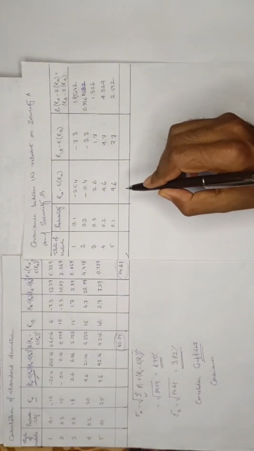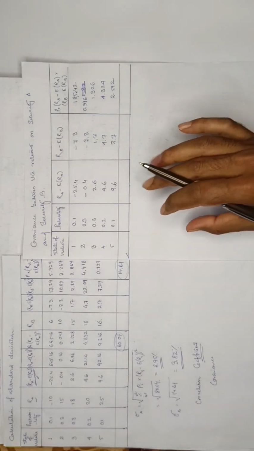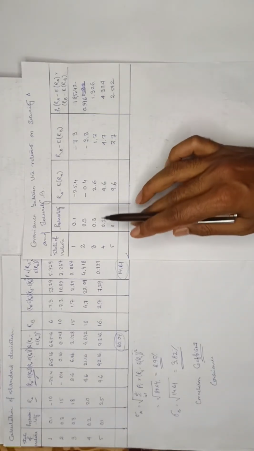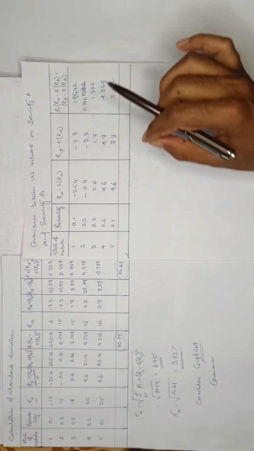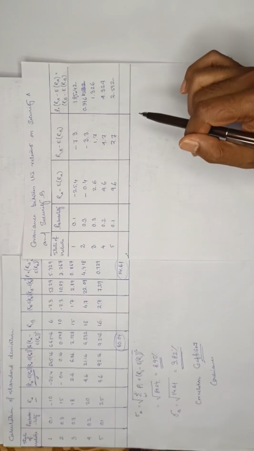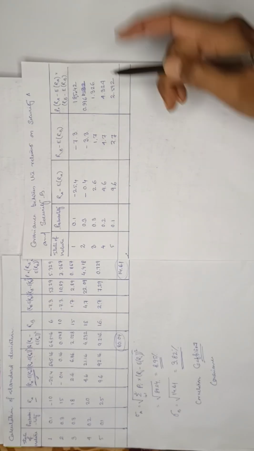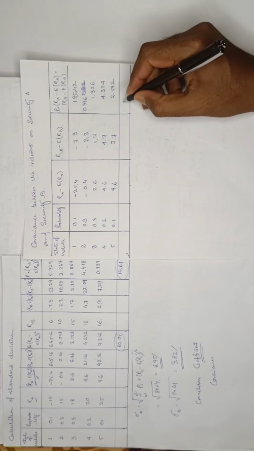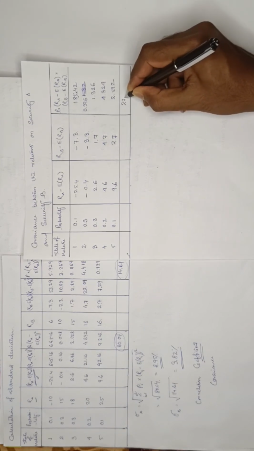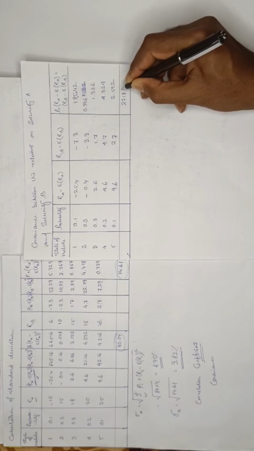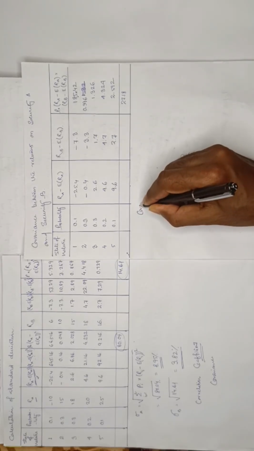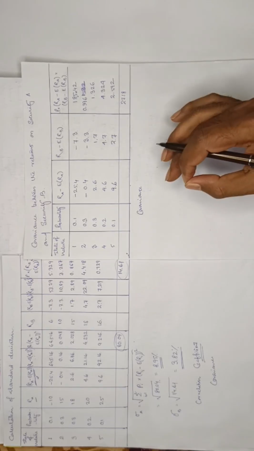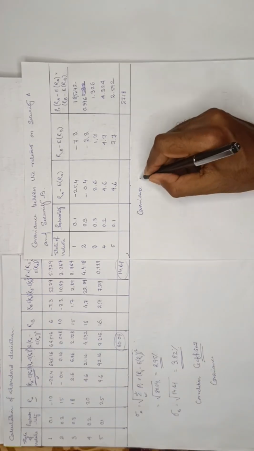So I have prepared the table to calculate the covariance. As you can see, I have fully prepared the table. Now, in order to calculate the covariance, I will add all this. If I add all this, it is coming to about 27.18. So the covariance between the returns of the two assets.